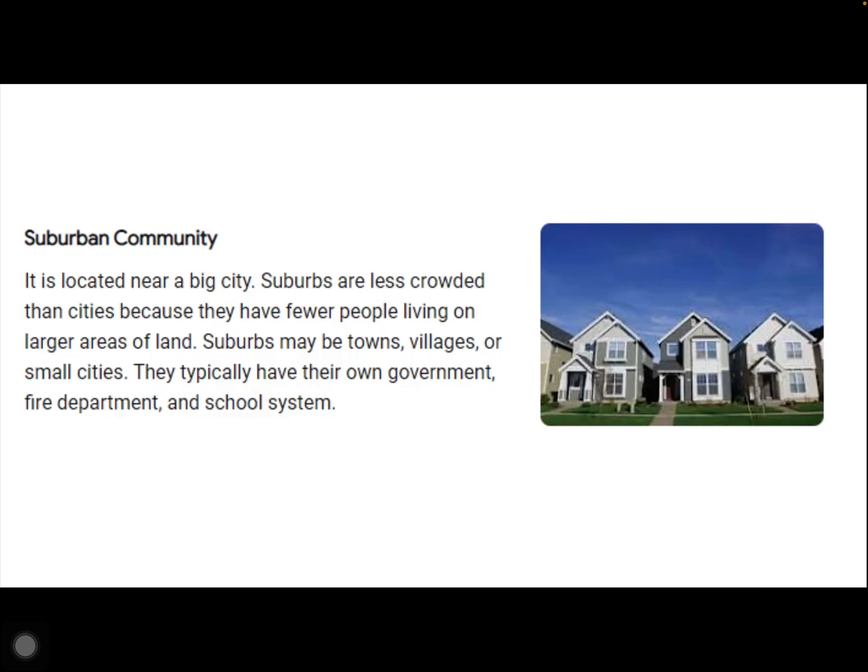Suburban community. It is located near a big city. Suburbs are less crowded than cities because they have fewer people living on larger areas of land. Suburbs may be towns, villages, or small cities. They typically have their own government, fire department, and school system.